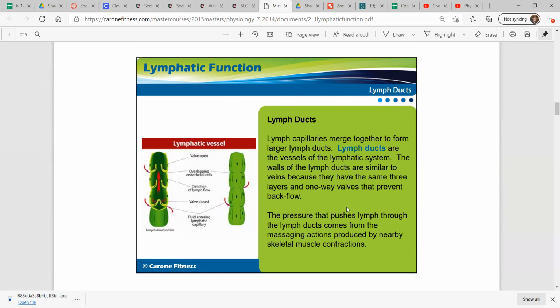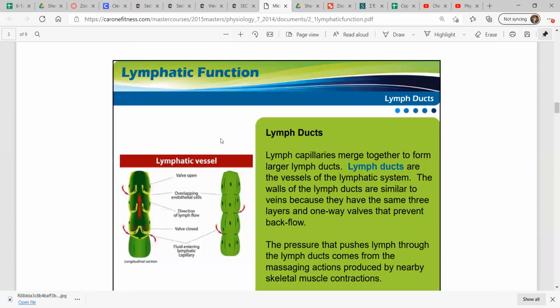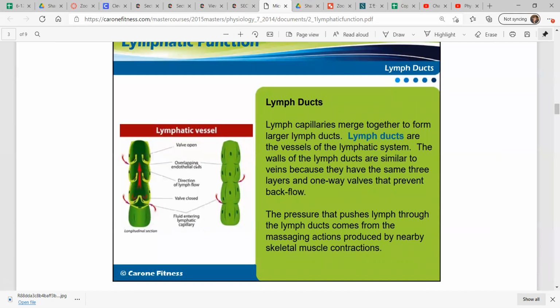So your muscles around this lymph duct contract, and that pushes along this lymph. And you can see that in this diagram here too. You see the valves opening and the valves closing once the lymph has flowed through.